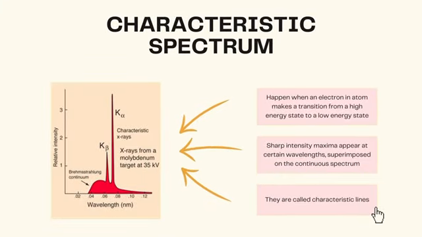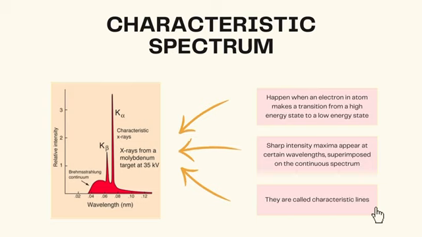The characteristic spectrum is the result of emitted characteristic radiation when an electron and atom makes a transition from a high-energy state to a low-energy state to fill the vacancy. When the voltage on an X-ray tube is raised above a certain critical value, sharp intensity maxima appear at certain wavelengths, superimposed on the continuous spectrum.